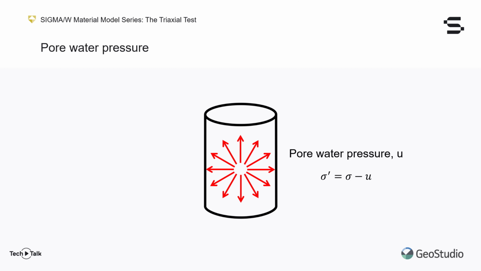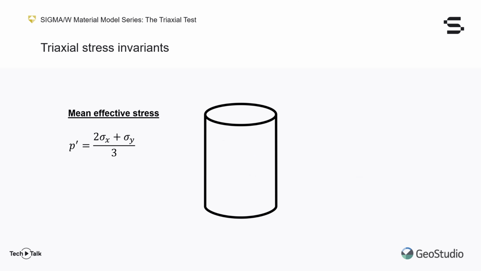Together, the cell pressure, the vertical stress, and the pore water pressure form the basis for the stress invariants we use to describe a triaxial test. The mean effective stress, P', as the name implies, is the mean value of all stresses that affect the sample. Notice here how the symmetry we discussed a moment ago is used.